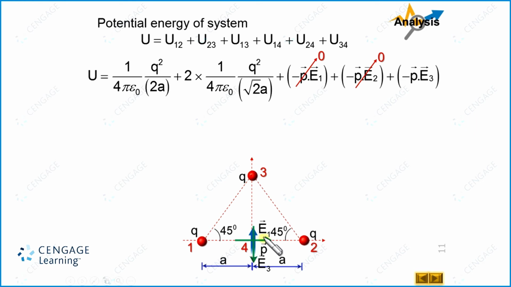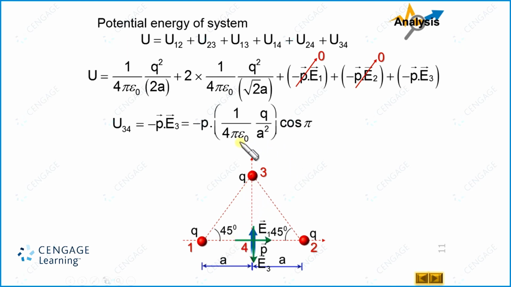That is pi radian. So here we can write U34 equal to minus P dot E3, and this is equal to P multiplied by 1 upon 4 pi epsilon naught Q divided by this distance, which is again a. So this is the expression, and minus multiplied by minus will be positive. So the potential energy associated with this expression should be equal to 1 upon 4 pi epsilon naught PQ divided by a squared. So we got the potential energy U34.